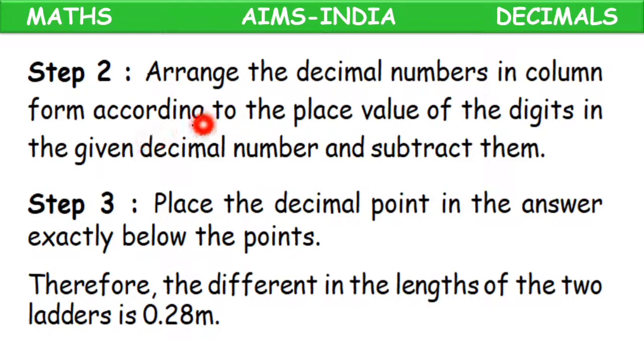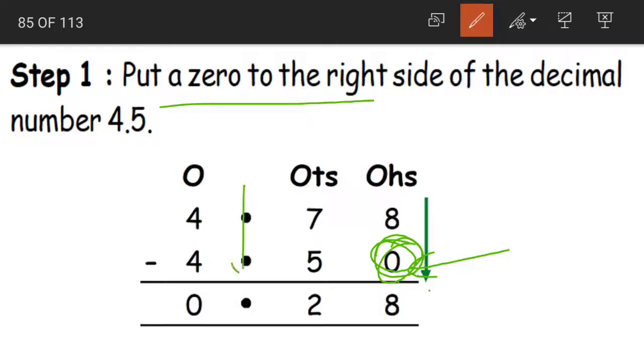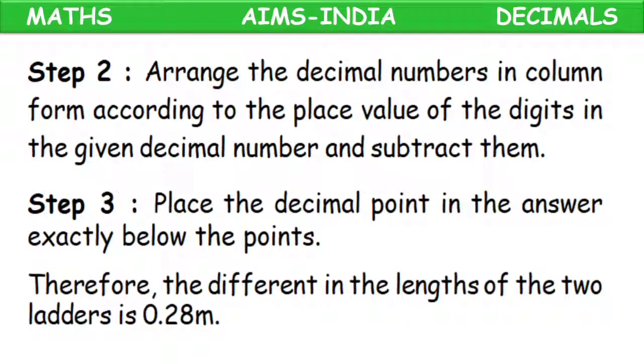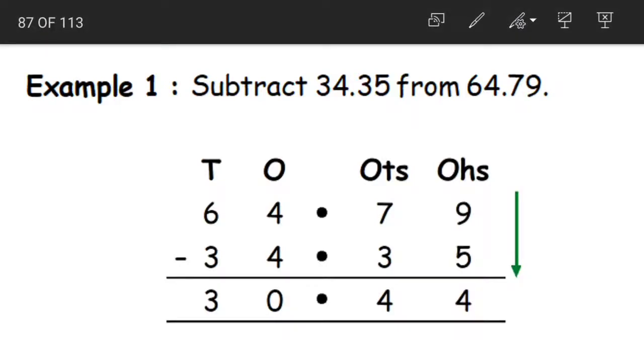Then we have arranged the decimal numbers in column form according to the place value of digits, and then we have placed the decimal point in the answer here. We have subtracted and placed the decimal point. So therefore, the difference in lengths of the two ladders is 0.28 meters. Clear children? Addition and subtraction of decimal numbers. We are having one more example.